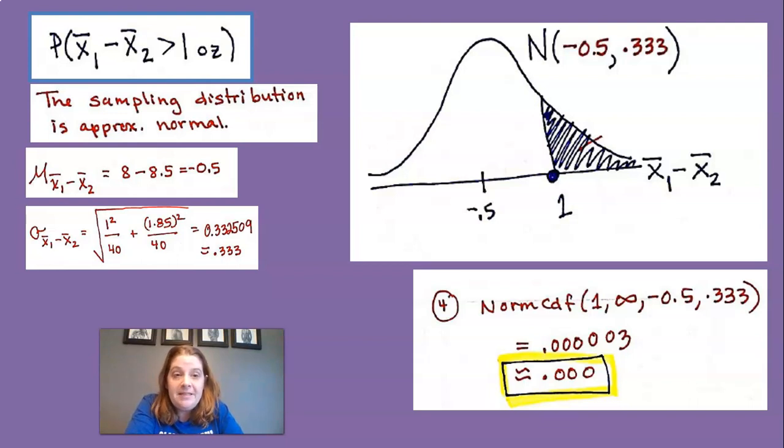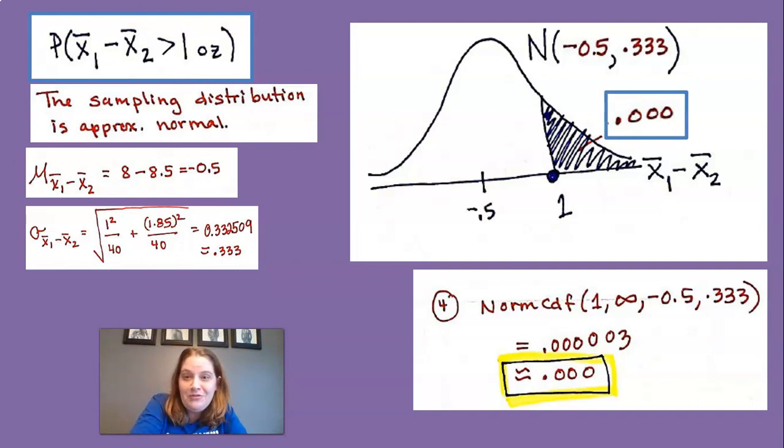I'm going to put in my mean and standard deviation, and I ended with 0.000003 when I did this. So to 3 decimal places, we're talking about 0. Okay. Which also means that I didn't draw this picture very well. That must be very much farther over to the right. All right, so essentially 0, sometimes we would say.